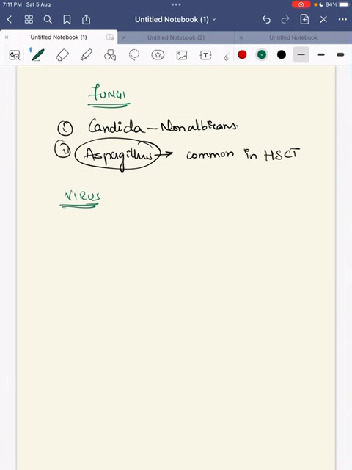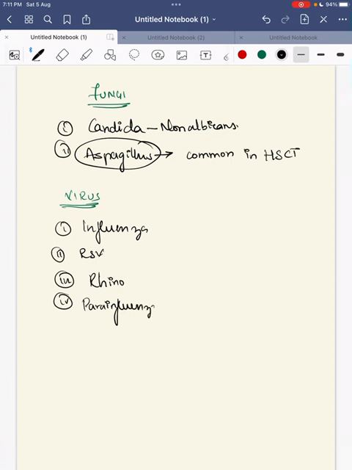Next among viruses, we have influenza, RSV, that is respiratory syncytial virus, rhinovirus, parainfluenza, fifth is adenovirus, and sixth will be corona. So these are the most common organisms causing infection in a child with febrile neutropenia. Next, we'll go into the risk assessment.